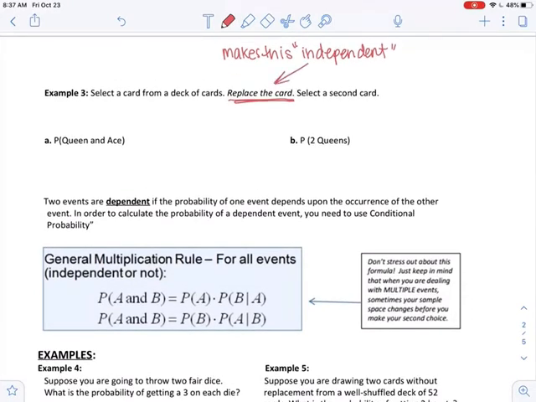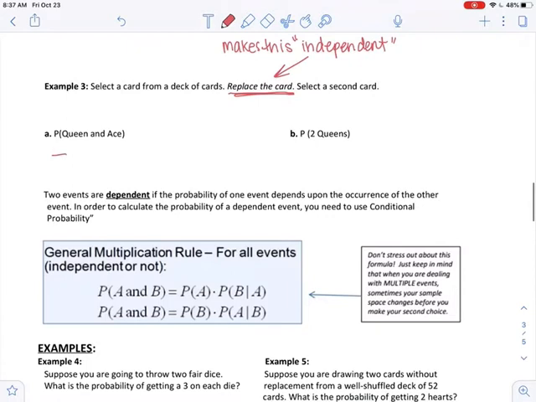So remember that in a deck of cards, there are 52 cards total. So for the probability that we have a queen, there are 4 queens out of the 52. And for the probability that we have an ace, there are 4 aces out of the 52. So our bottom number stays the same because we are putting the card back. You multiply these 2 together and we get 0.0059, but we want to just have up to 3 places, so we could say 0.006.